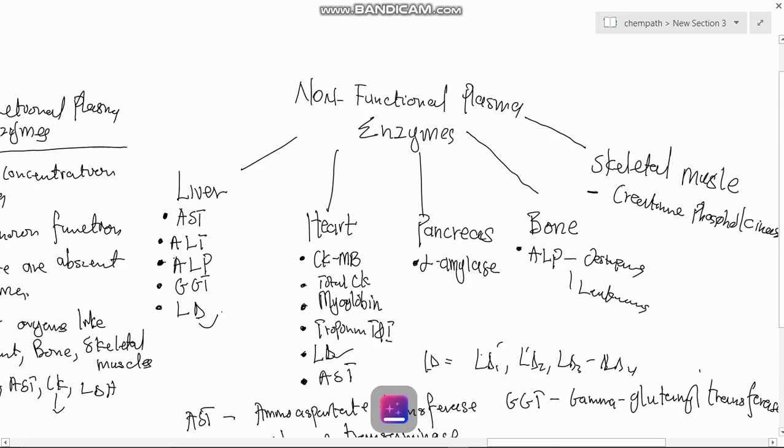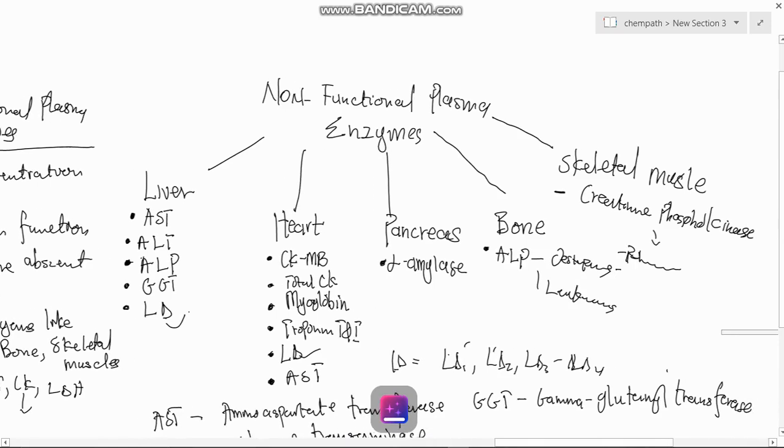Then we have the skeletal muscles. We have the creatine phosphokinase. The creatine phosphokinase is found in most muscles, especially skeletal muscles. When there is a high increase in this one, we can talk about rhabdomyolysis, the breaking down of muscles. We can also talk about anything that regards the muscles, including myocardial infarction, and also there are other external factors which may not be pathological but may affect the increase or the decrease of these non-functional plasma enzymes.